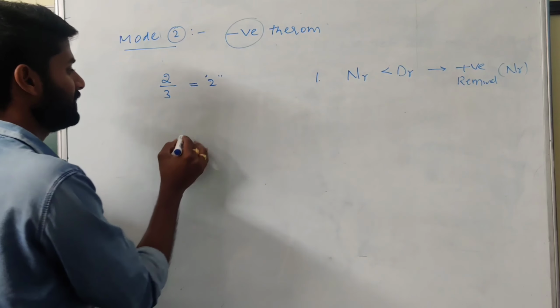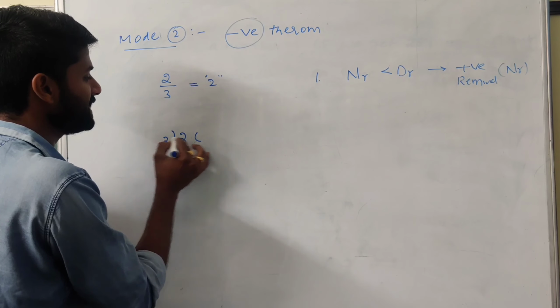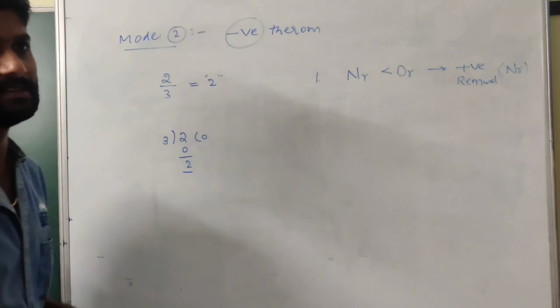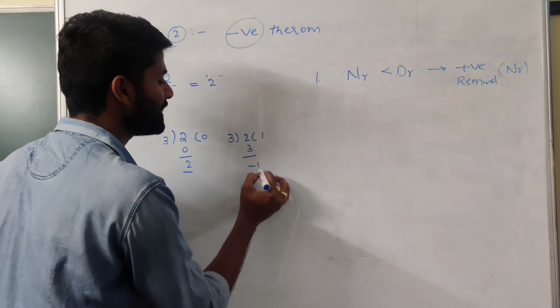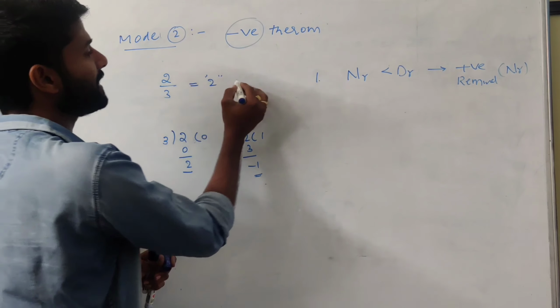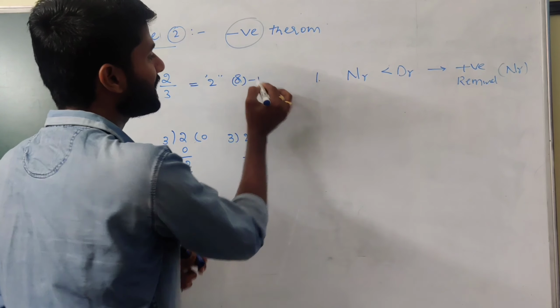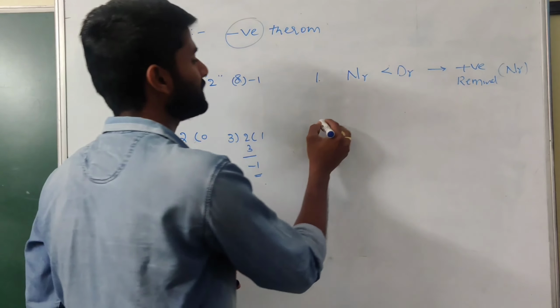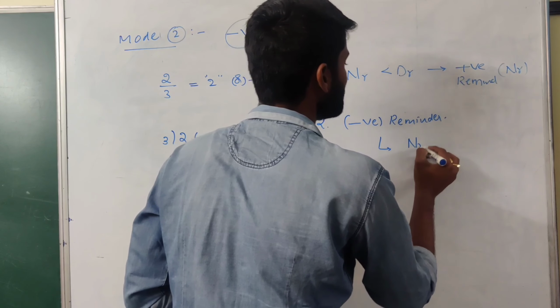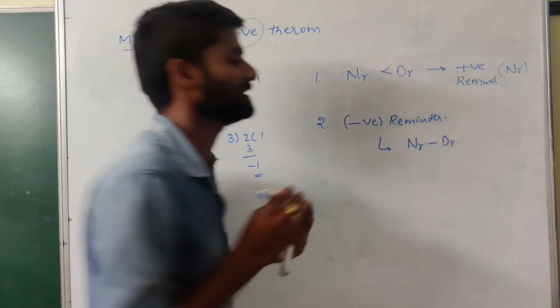For example, we know 2 here, 3 here. 3 zeros are 0, we get 2 as a remainder. If you consider a multiple, 3 ones are 3, we get 2 minus 3, so the remainder is equal to minus 1. It means for 2 by 3, the remainders are 2 or minus 1. That is point number 2. If you want any negative remainder, for better calculation, we can subtract: numerator value minus denominator.